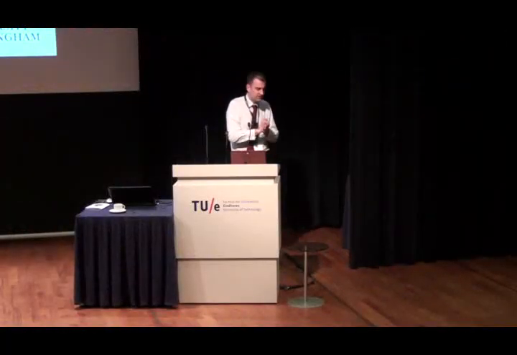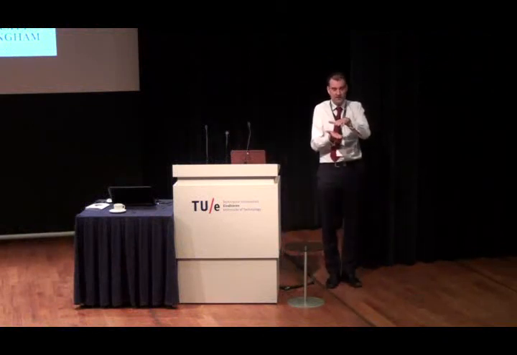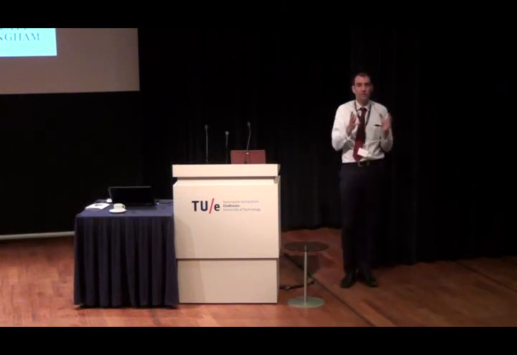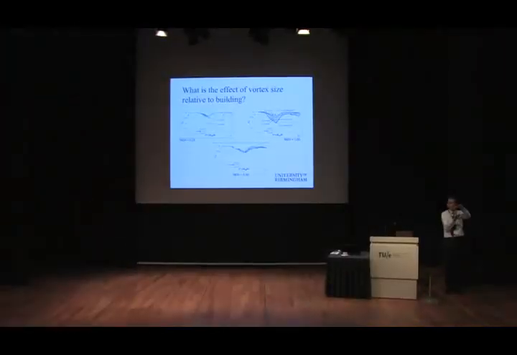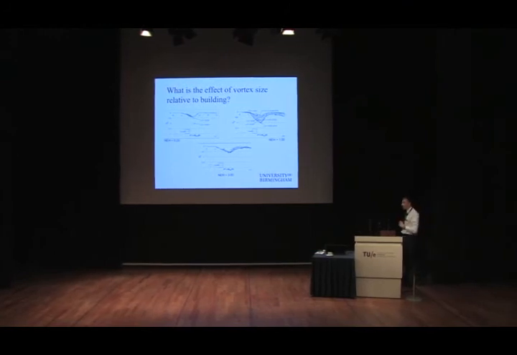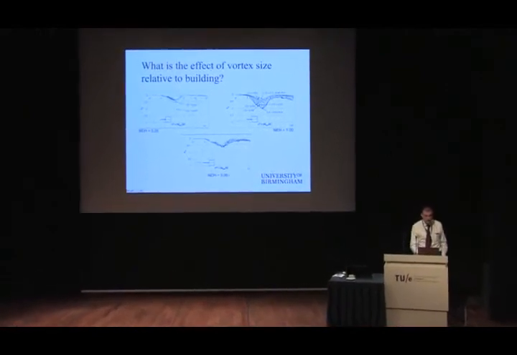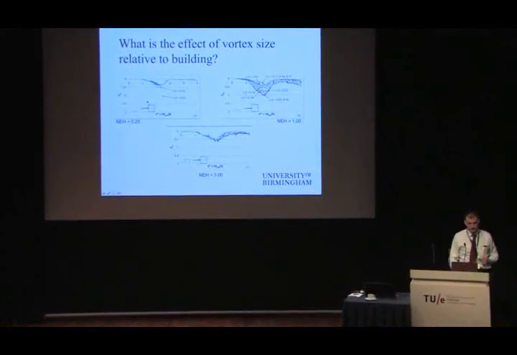So what we try to do is have a look at what happens when you have a building which is a different height relative to the size of the vortex. We couldn't change our vortex, but what we could change is our building size. So essentially we took a building and we slowly moved it down into the floor. And what you're looking at here is essentially the pressure coefficient on the vertical axis, normalized time on the horizontal axis, and each of these three figures represents different building heights relative to the size of the vortex.